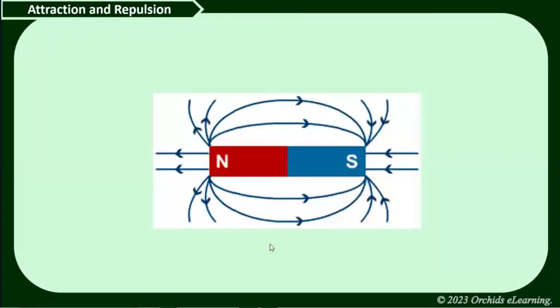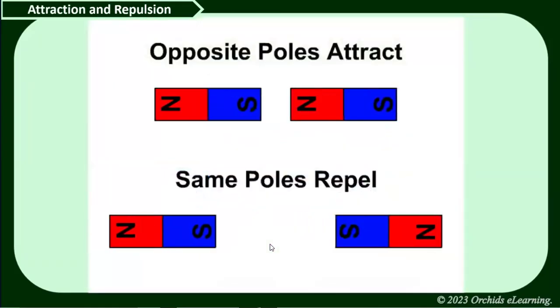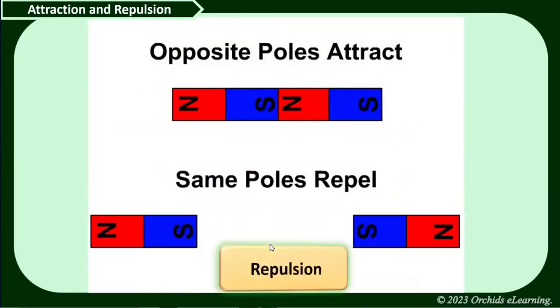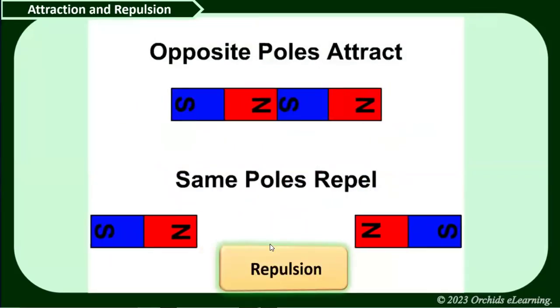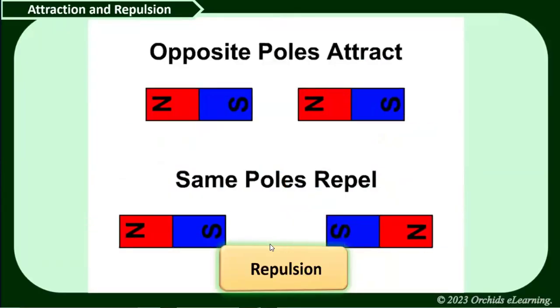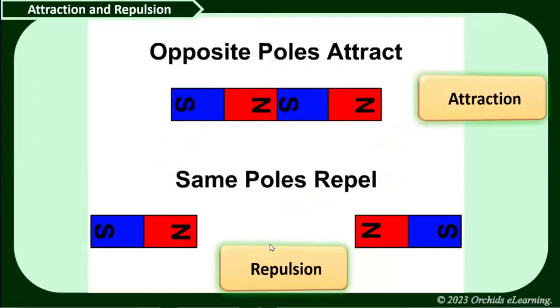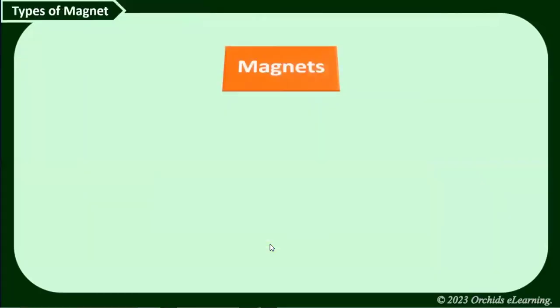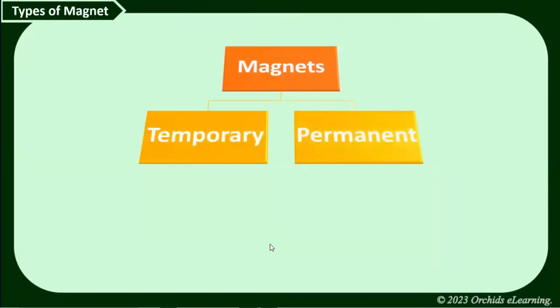Whether magnets attract or repel depends on which poles of the magnets are facing each other. When like poles of the magnets are brought close together, they repel. This is called repulsion. When two unlike poles of the magnets are brought close to each other, they attract. This is called attraction. There are two types of magnets: temporary and permanent.